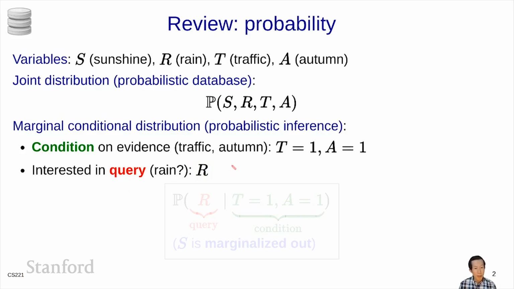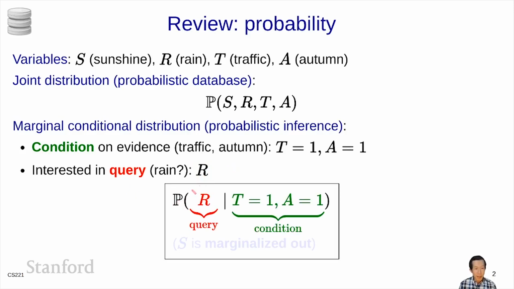This question can be written as follows. The probability of the query variable R conditioned on this evidence, T equals 1, A equals 1. Now the variables which are not mentioned here are said to be marginalized out. S is not mentioned here, so we're marginalizing out S. In general, there are three sets of variables: the query variables, the conditioning variables, and the marginalized out variables, which form a partition of all the variables in your system.